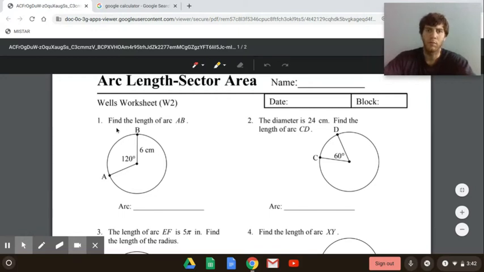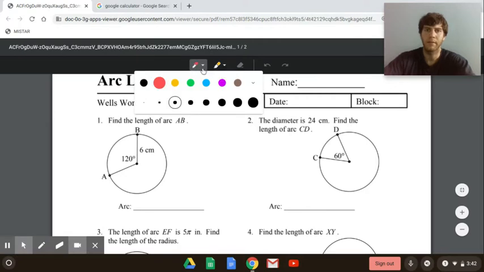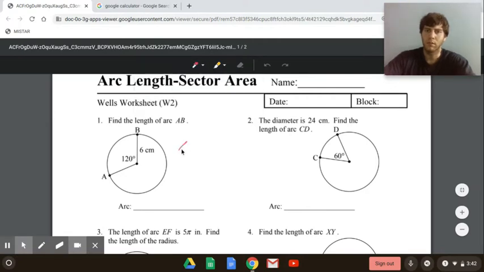So number one, we want to find the length of arc AB. So again, you're just going to use the arc length formula. So arc length here is equal to x over 360, right? The measure of the central angle divided by 360 times the circumference, which is 2 pi r. So we don't want the distance around the whole thing. That's 2 pi r, the distance around the whole thing. We only want a part of it, just this part.